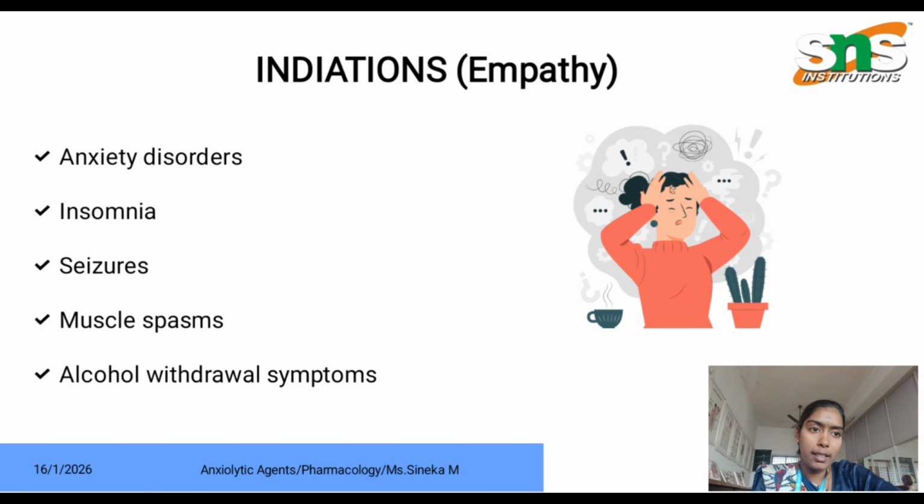Indications: anxiolytic agents are provided to reduce the anxiety. It is recommended for anxiety disorders and also insomnia because it induces sleep. Third one is seizures. By reducing the abnormal brain activity, it prevents the convulsions and is used in the management of seizures. Muscle spasms: the anti-anxiety medications relax the muscles, so they help with muscle spasm. They are also helpful for alcohol withdrawal symptoms, reducing the anxiety in alcohol withdrawal patients.